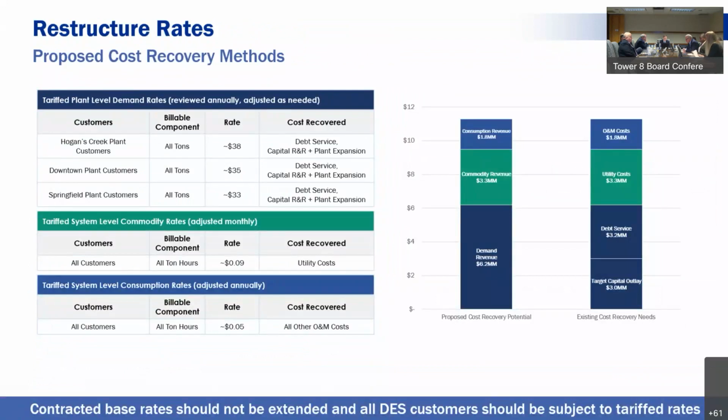So the recommended rate design includes demand rates to cover capital renewal, replacement, and plant expansion costs. It's differentiated by plant, and 2 variable rates. The commodity rate will pass through the utility costs and will be adjusted monthly, and the consumption rate will pass through the operating costs and will be adjusted annually. And this just gives us a better handle on collecting our costs as they're incurred.